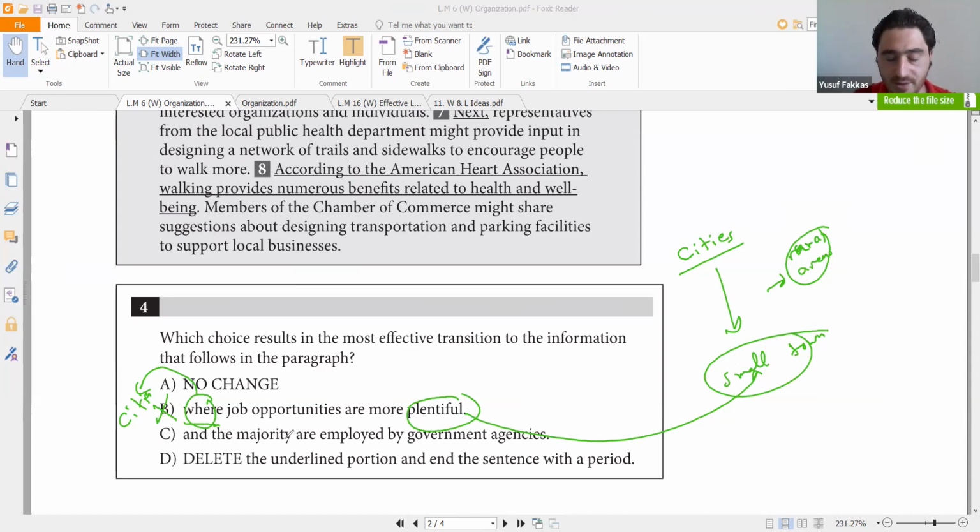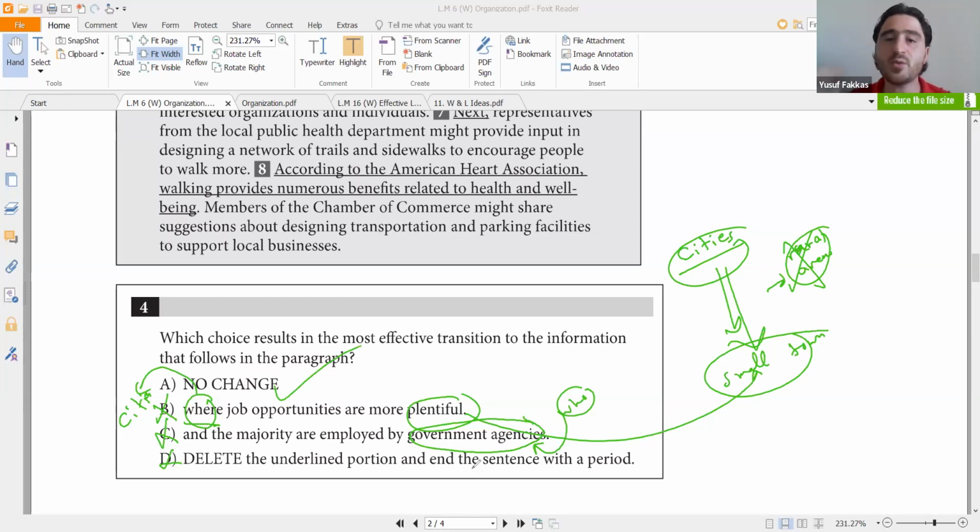What about C? And the majority are employed by government agencies. Here you're telling me about who employs them. It's the government agencies. So we said the main idea in the sentence is not about who, this time it's about where. So see, does it work? If we delete it, they are telling us delete the underlined portion and end the sentence with a period. If we delete the sentence, again, there will be no transition from cities to small town. So it will also not work. So the option is keep it as it is, no change.